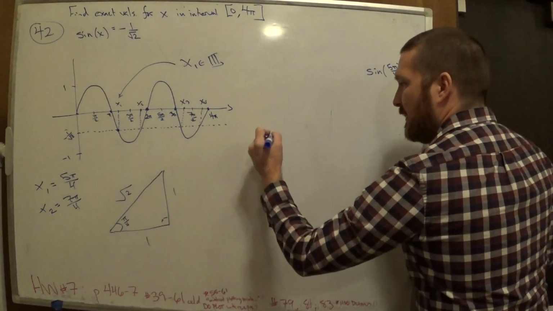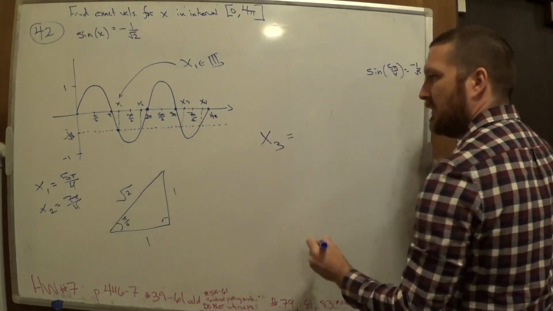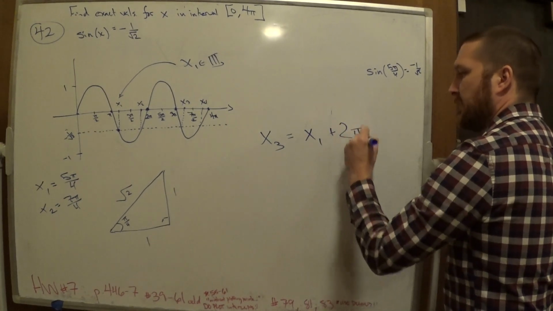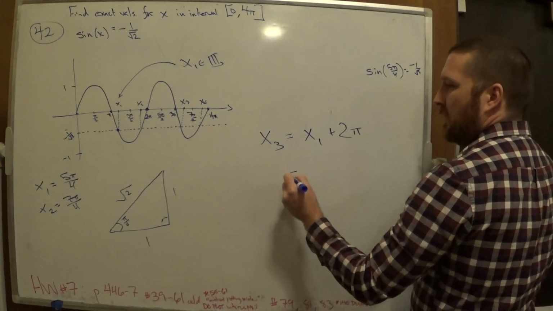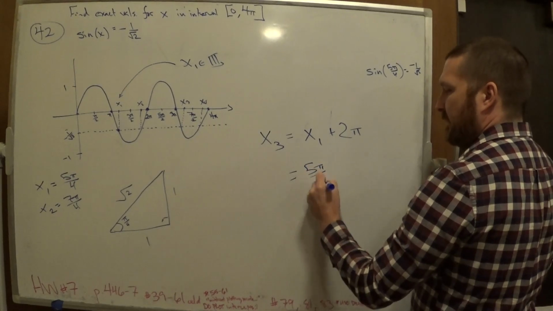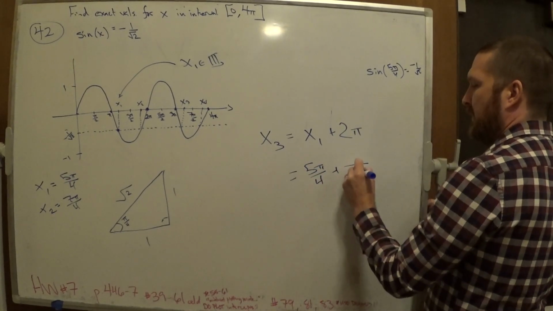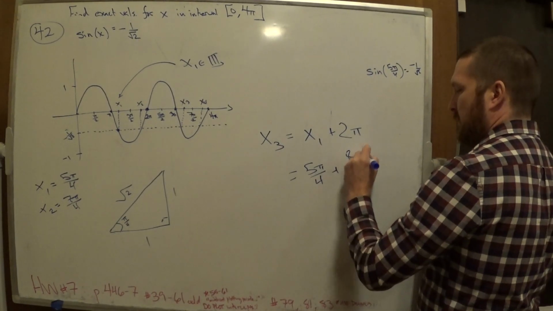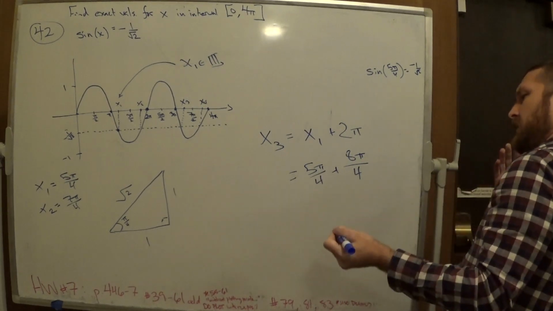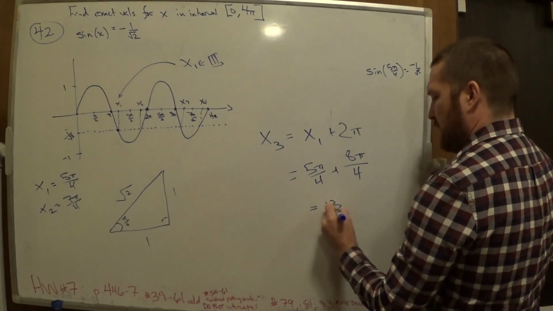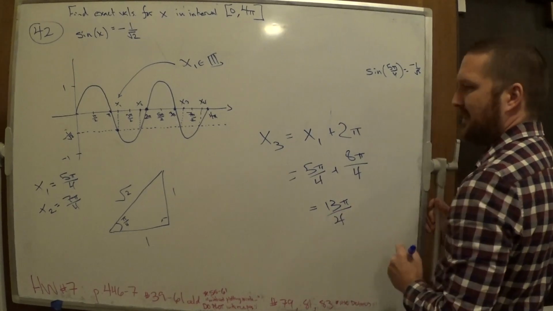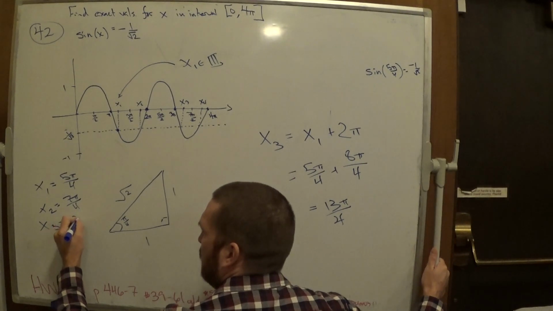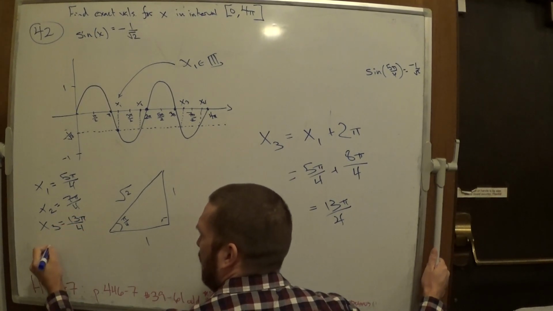In other words, the x3 I'm looking for is the same as taking my x1 and adding 2 pi to it. We know x1 is 5 pi over 4, and adding 2 pi, which is 8 pi over 4, gives 13 pi over 4. Does that reduce? No, 13 is prime. So x3 is 13 pi over 4.